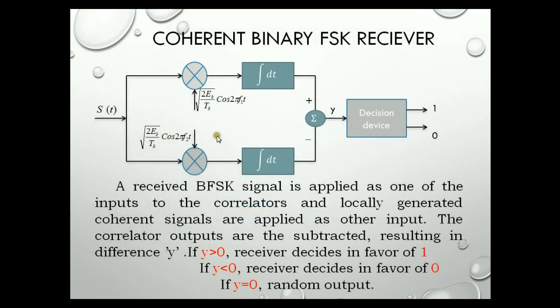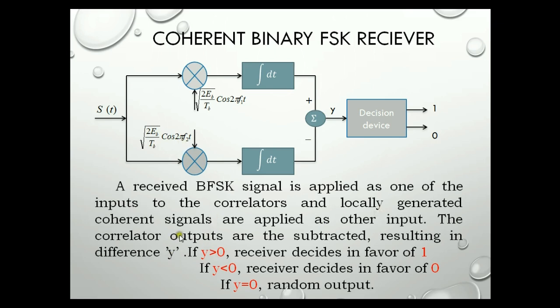The received FSK signal can be detected by using a coherent receiver. The diagram shows the coherent receiver where the received signal is applied as one of the inputs to the correlator, that is, a multiplier followed by an integrator. The other inputs to the correlators are the locally generated coherent signals, that is, square root of 2Eb divided by Tb cos 2 pi f1 t and square root of 2Eb divided by Tb cos 2 pi f2 t.